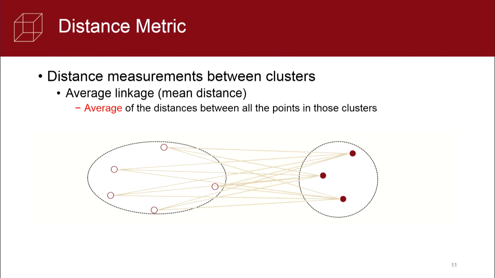Okay, so we now talk about the distance measurement between clusters, right? One of the measurements is the average linkage, which calculates the mean distance. In other words, average linkage calculates the average of the distances between all the data points in two clusters. So you need to calculate the pairwise distance between points, where each point belongs to one of the designated clusters. You calculate the distances and then average them out. So that is one of the measures, called average linkage.